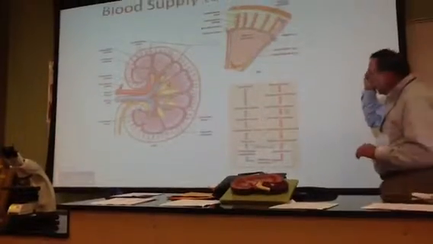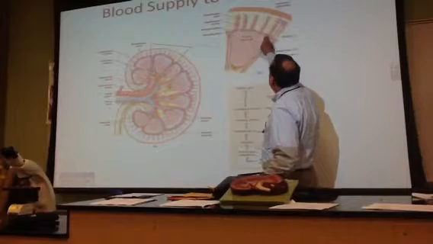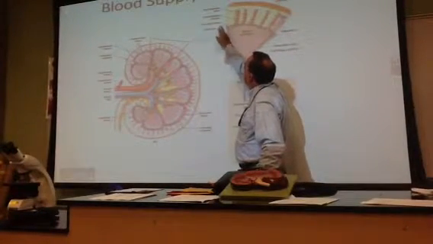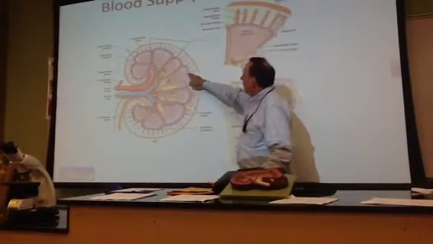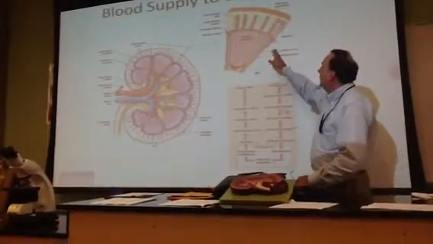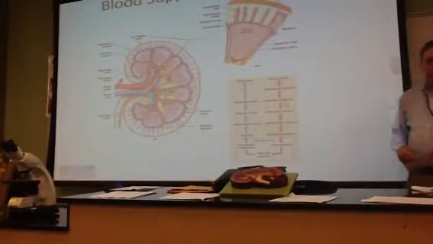The blood vessel then arches over the top of the pyramid, and its name changes to the arcuate artery, as it forms this arch that goes across the top of the pyramid structure. And again, the vein that corresponds to it is the arcuate vein.